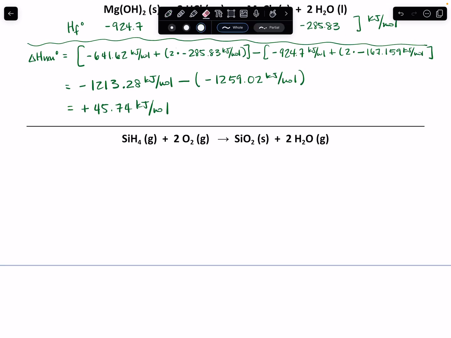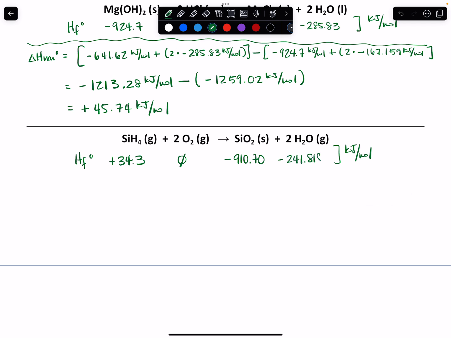Again, I'm going to do my heats of formation underneath my components. So for silicon tetrahydride, positive 34.3, and again, these are all kilojoules per mole. Oxygen's in its elemental state, so 0. Silicon dioxide is negative 910.70 kilojoules per mole. And then for gaseous water, negative 241.818 kilojoules per mole. So there are my values.